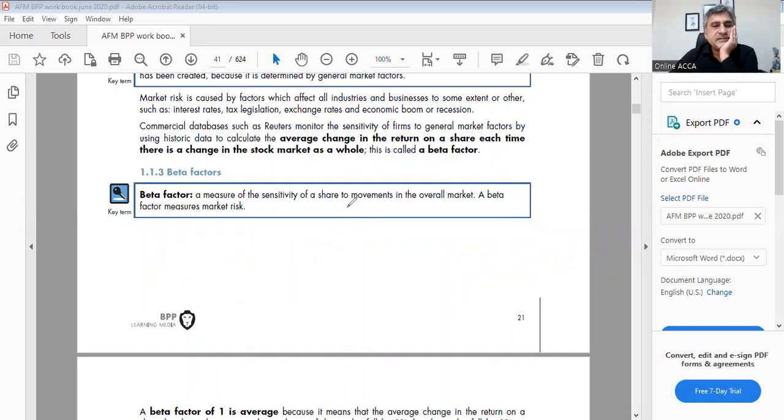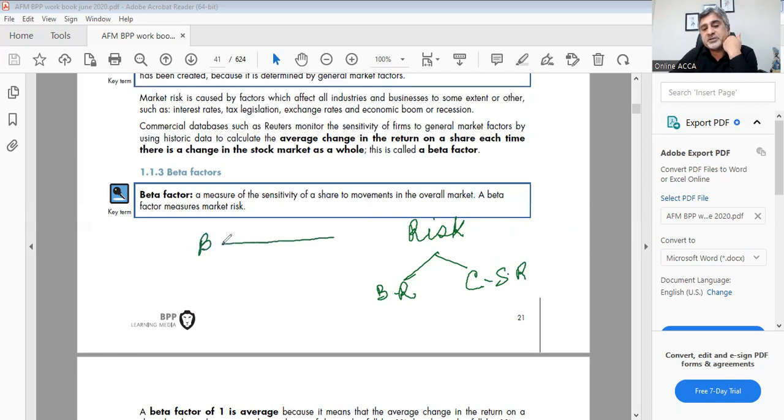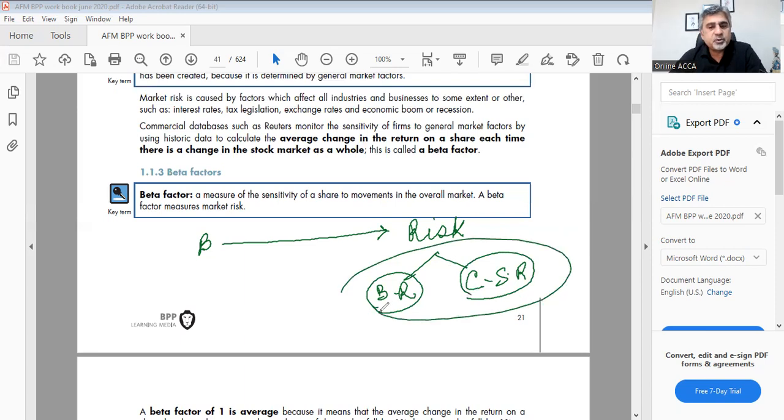Before, we said that there are two types of risk. If you remember, I said that one is called the business risk and one is called the capital structure risk. And now I'm talking about beta, and I say that beta is the measurement of risk. So you might be asking me: beta is the measurement of which risk? Do you mean that beta is associated with the business risk, or with the capital structure risk, or with both risks?